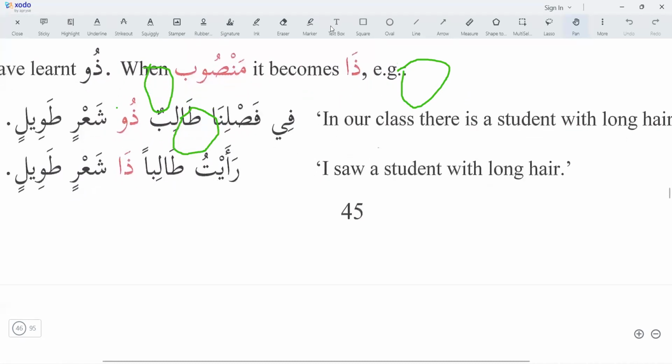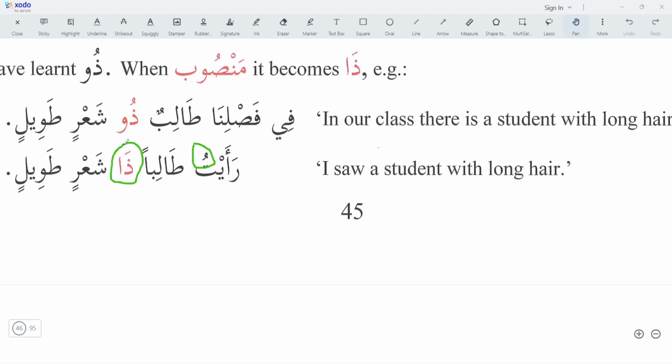Then next is Ra'aytu taliban za shahrin tawilin. Because of the Ra'aytu, it becomes mansoob here. I saw a student with long hair. So zu, when it is mansoob, it becomes za.